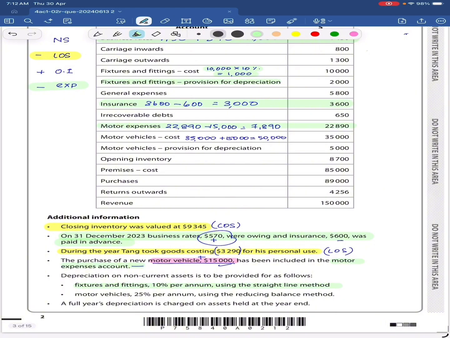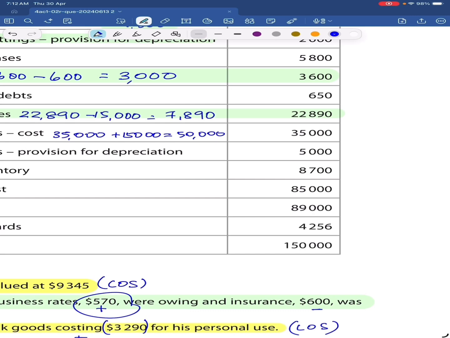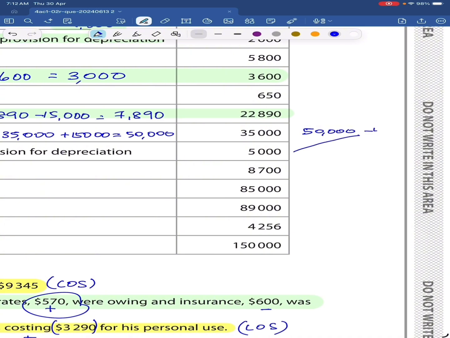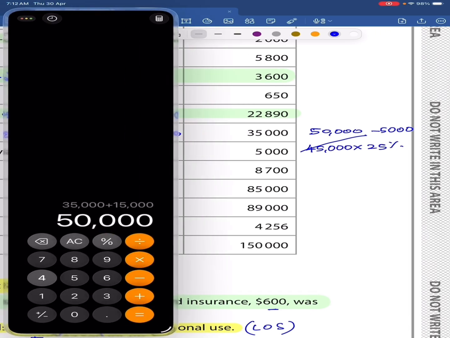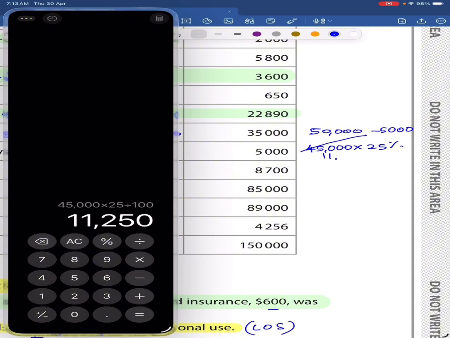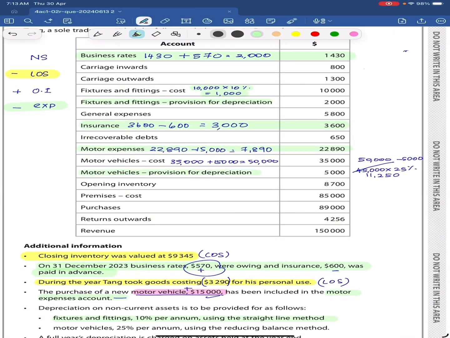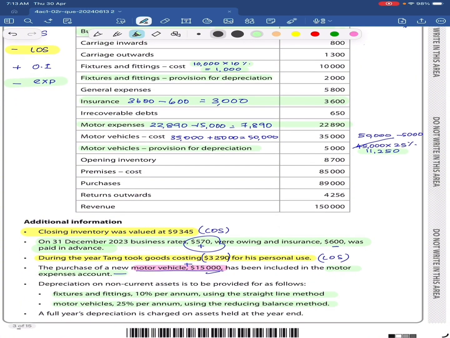Motor vehicle 25% using the reducing balance method. Go to motor vehicle. Now you have 50,000, and then you take away the previous year's depreciation, minus 5,000. Therefore 45,000 into 25%. So 45,000 into 25% should give 11,250. Now this will be the motor vehicle provision for depreciation for the current year under expense. We are done with that adjustment.